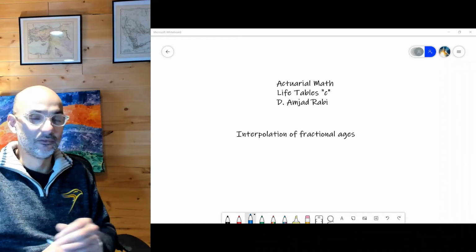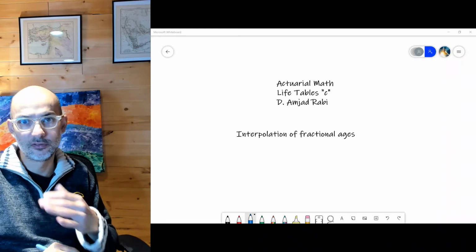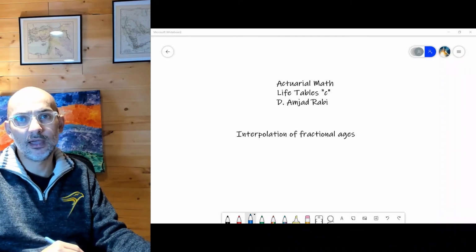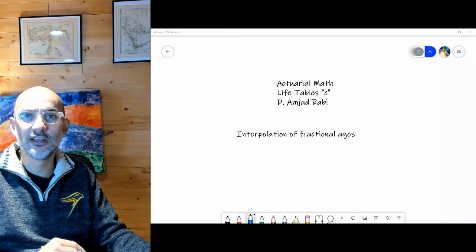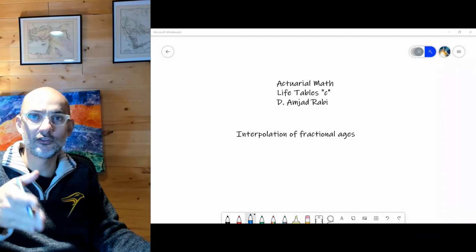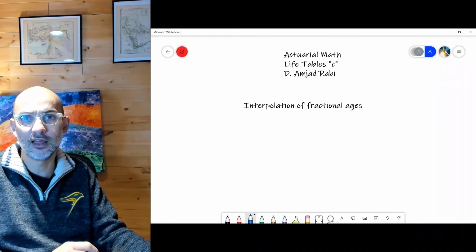Hi, we'll continue our discussion on the life table approach for discrete distributions. But in this section, what we will try to look at is fractional age. What if the age is not 2, 3, 4? What if it's like 2.6? So let's take the example that we looked at last time.